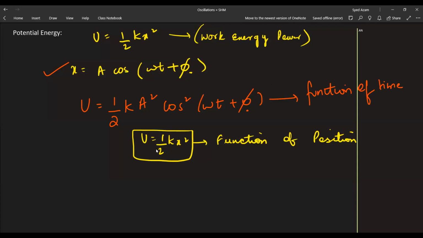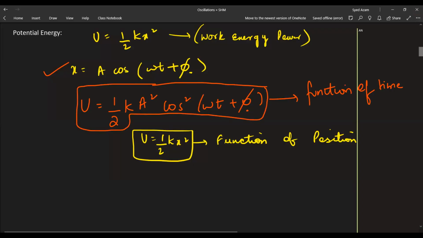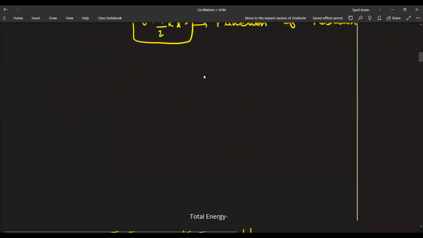Now see, if you have half kx square, this is already a function of position, right? This equation is already a function of position. So this is the function of time, and this is the function of position. In this, we will again get two cases. One will be the mean, the other will be the extreme, okay?